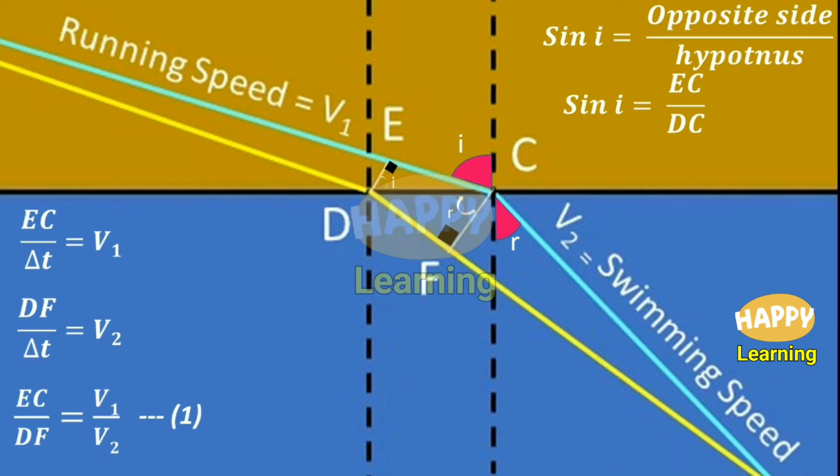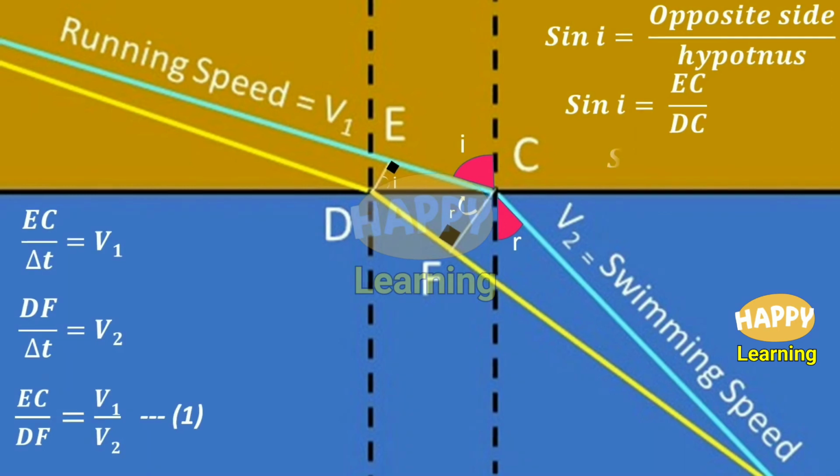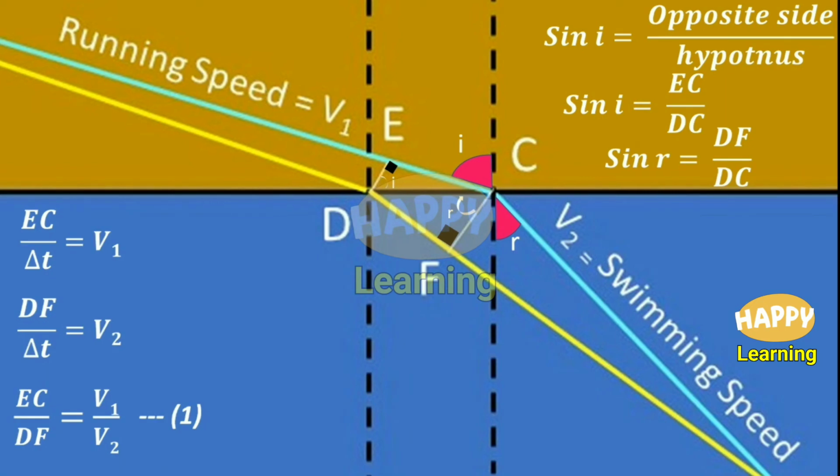Similarly, in the triangle DCF, the angle at C is equal to R. Therefore, applying the sine function, sin R is equal to DF by DC. DF is the opposite side, DC is the hypotenuse. So sin R is equal to DF by DC.